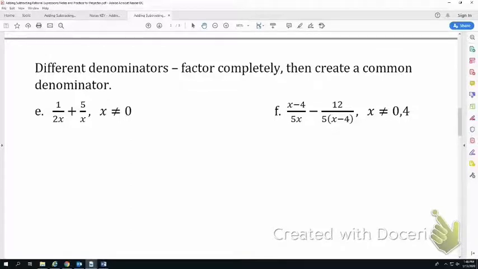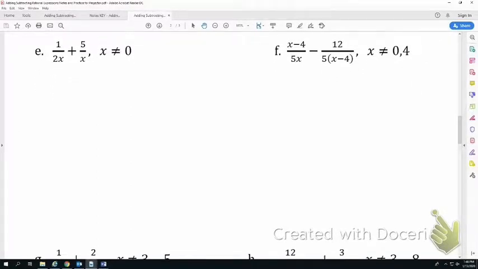So, first, can I factor any of that? No, 1's prime, 5's prime, 2's prime, then you got just x and x. So, I need to identify what my common denominator needs to be. And to do that, now this one's pretty simple, but to do that, you're going to go through both denominators, and you're essentially just going to list all the different factors that are in there. Okay, so going through there, what all do we have in the denominator? So I got 2 and x.